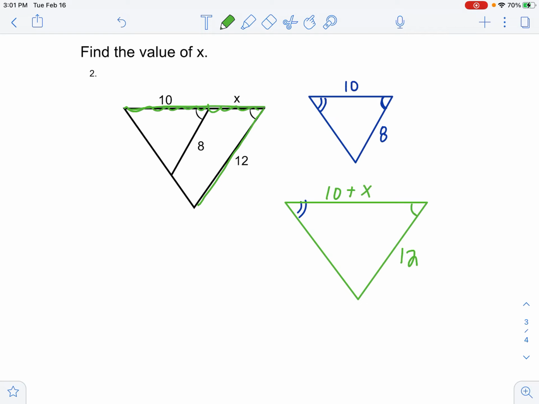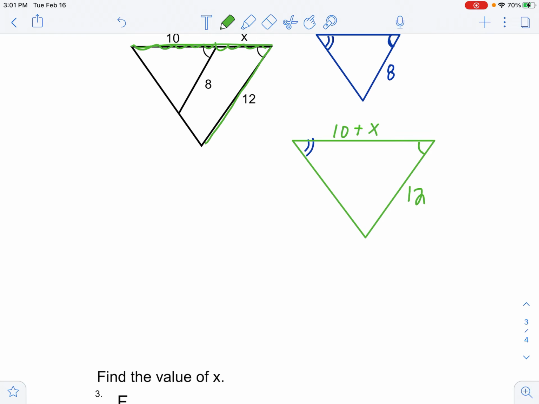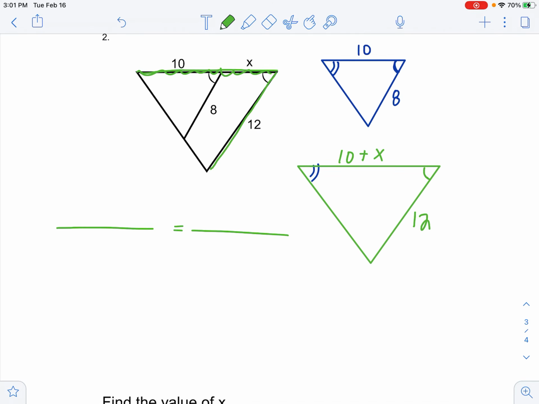So when I want to say how long this side is, it's 10 plus x, 10 and x more. Now I can make my proportion, cross multiply, and solve it. So I'll start with the smaller triangle. I'll do this side right here, which is 10. That's in between my 2 and 1 tick mark, 2 and 1 tick mark, 10 plus x.